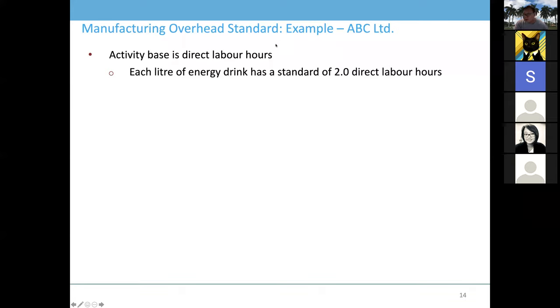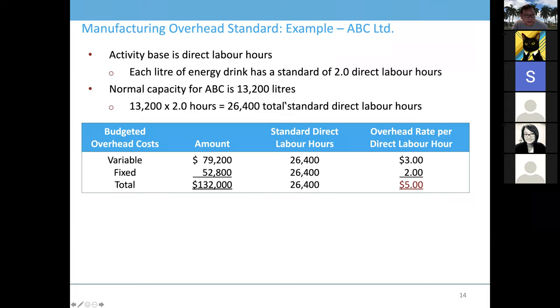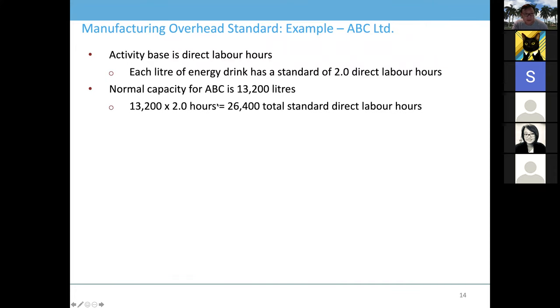So in this example, the direct labor hour is that activity index. And we know that for each liter of the drink, the standard is 2 direct labor hours, right? Assume that this company normally can produce 13,200 liters. And how many direct labor hours are going to be needed? Pretty straightforward. The number of liters times 2 hours per liter, so you get 26,400. This is your total standard direct labor hours.